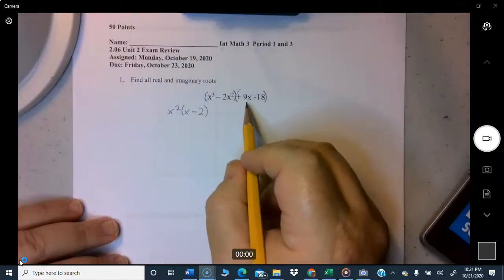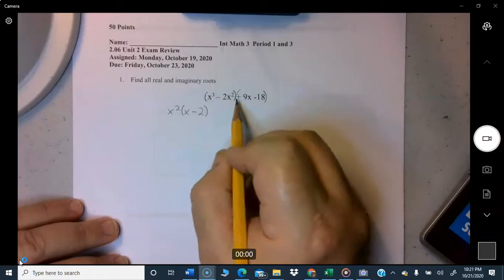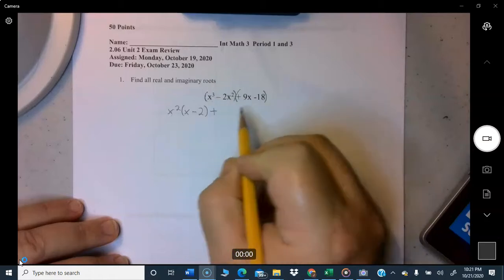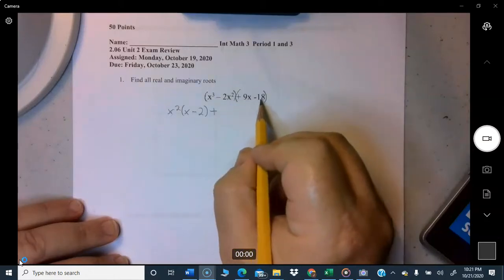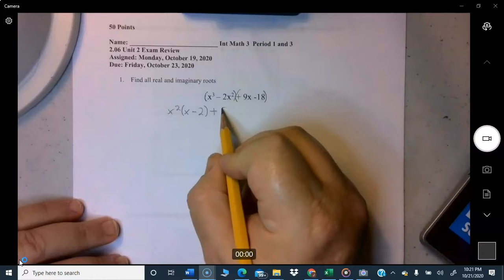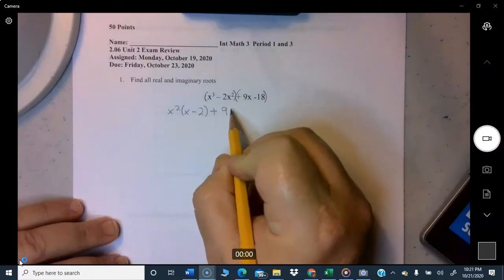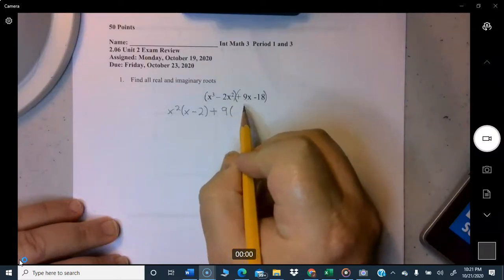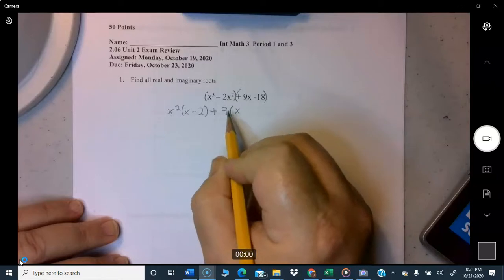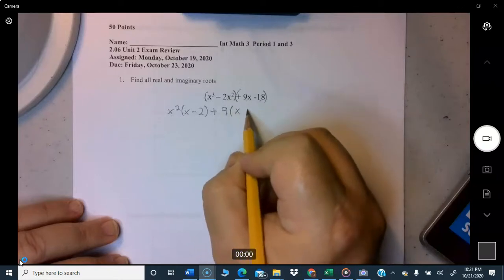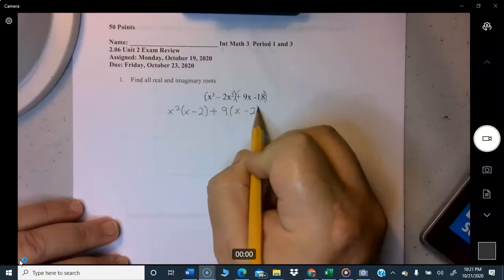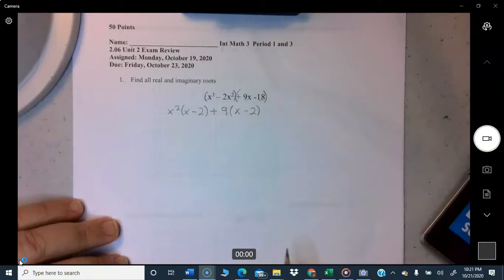Now we come over and we factor this one. There's going to be a plus sign between it, so we'll put a plus sign there. So we can factor a 9 out of here. We can see that. So a 9 comes out of here. So 9 times what gives 9x? That would be x. 9 times what gives us negative 18? That would be negative 2. Okay, so we factor both of these.